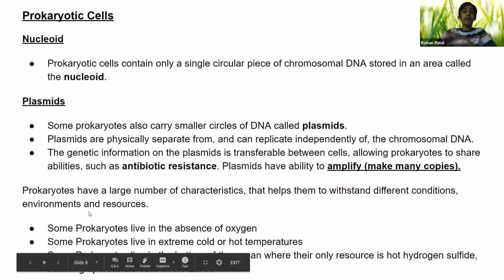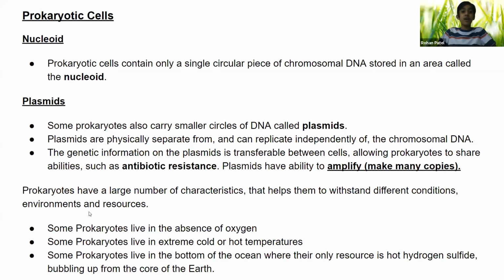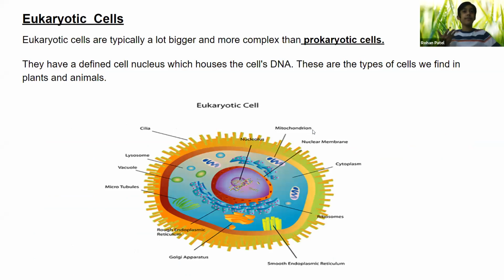Some prokaryotes live in the absence of oxygen. Some of them live in extreme hot or cold temperatures. And some of them live on the bottom of the ocean where the only resource is hydrogen sulfide bubbling up from the core of the earth. That's a hydrothermal vent. And we'll probably talk about that in a later lesson.